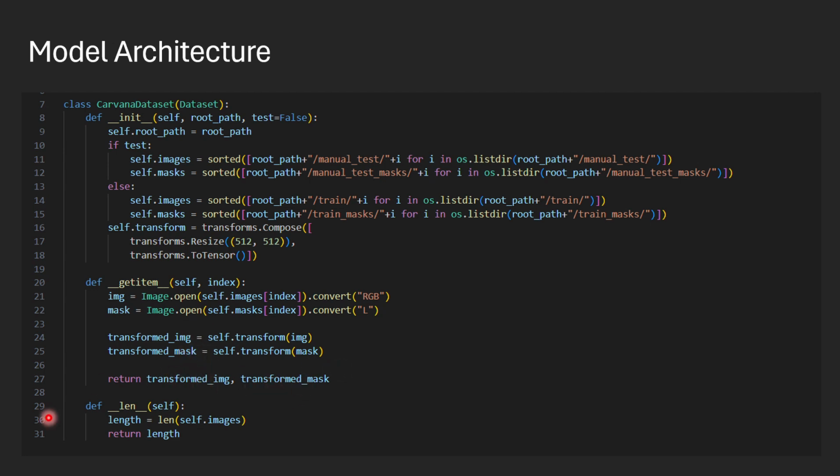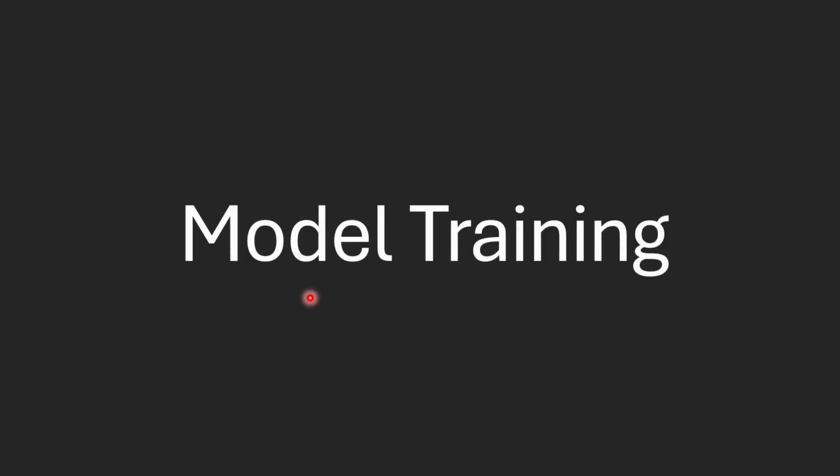Okay, I don't have to explain the length function, it's pretty self-explanatory. But yeah, basically in the get item, I'm taking one image and its appropriate mask, I'm passing it through the same transformation function, which is simply resizing it and converting that into a tensor, and then I'll return both of them separately. Okay, so this is about my data set. Now let's go ahead and see how we can do model training.